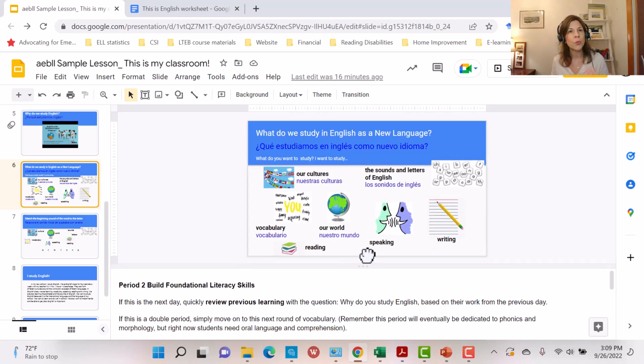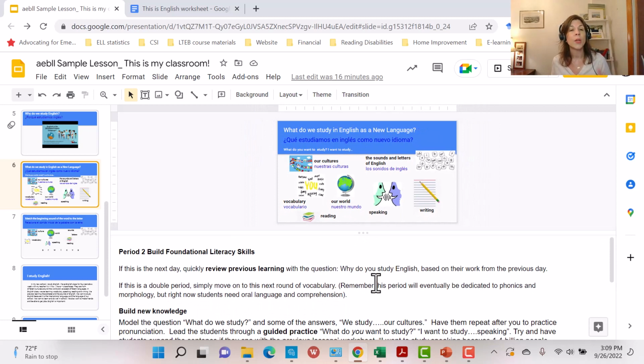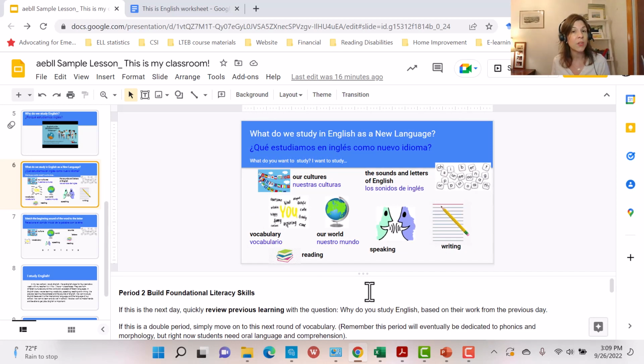I want you to go through this new vocabulary. I want you to model how to pronounce it. Do a guided practice with your students. Have them talk to each other about why they want to study English and specifically what they want to study. Let's try and expand the sentence. I want to study our cultures because maybe they say something like, it is interesting, it is important, things like that. If you need to provide them with a word bank or a sentence bank to complete the sentence, by all means. I've given you some very specific instructions below each slide.